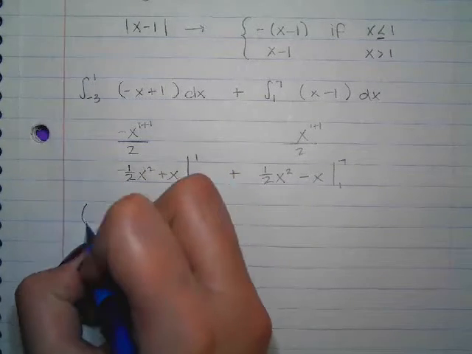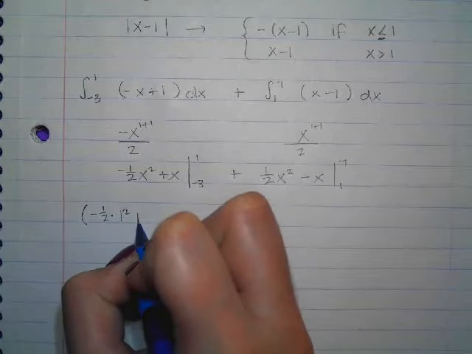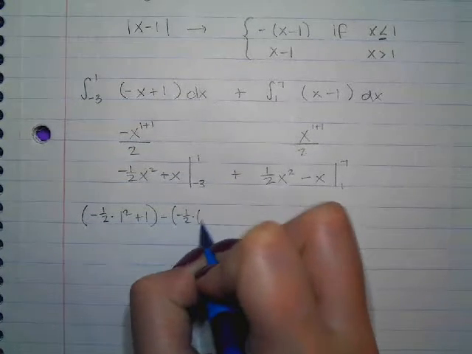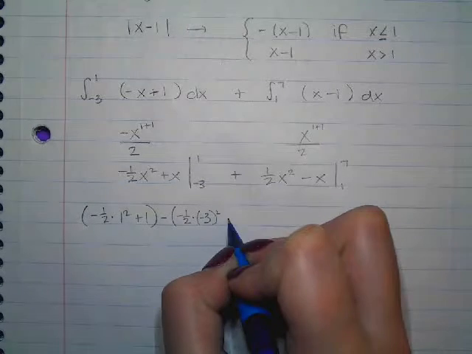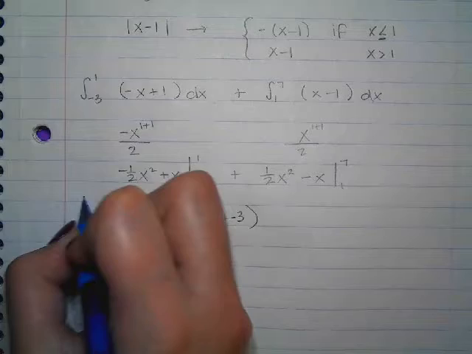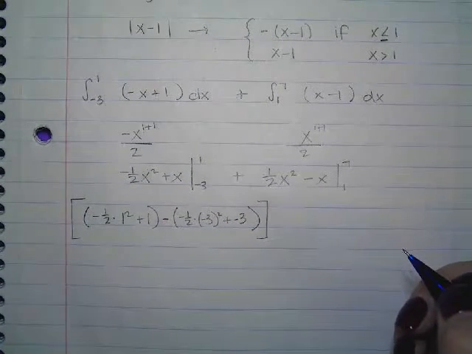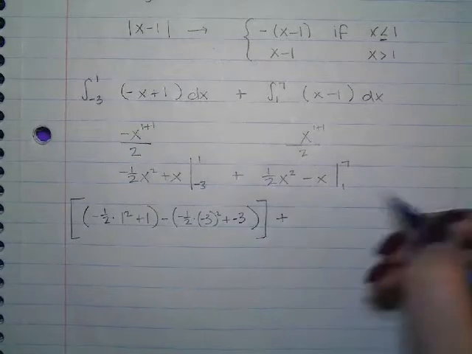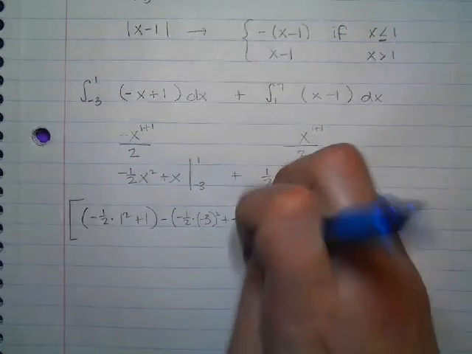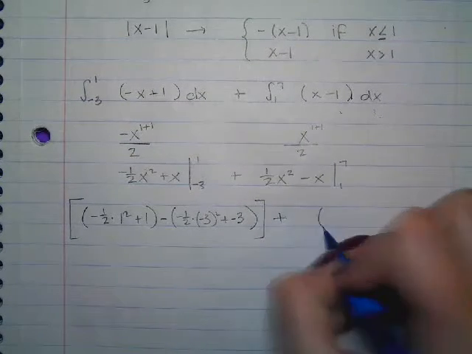So I've got negative 1/2 times 1 squared plus 1 minus negative 1/2 times negative 3 squared plus negative 3. And that's like a whole big chunk there. That's the first one. So what am I doing right now? Evaluating the antiderivative of -3. Yeah, so I'm just plugging the numbers in.